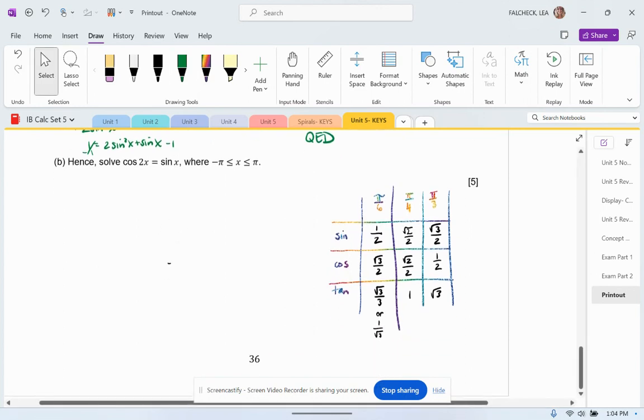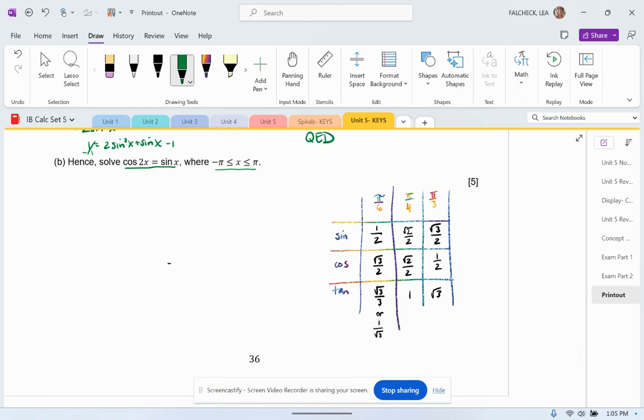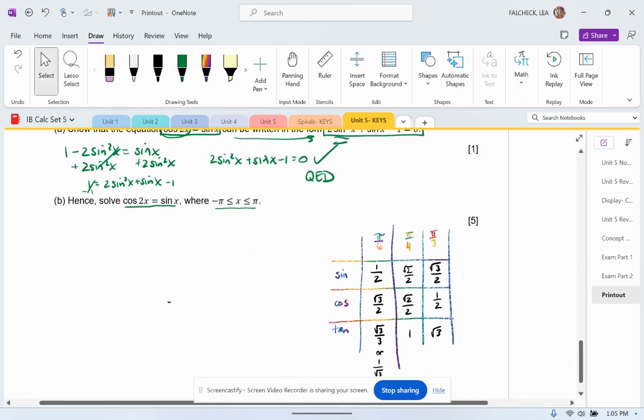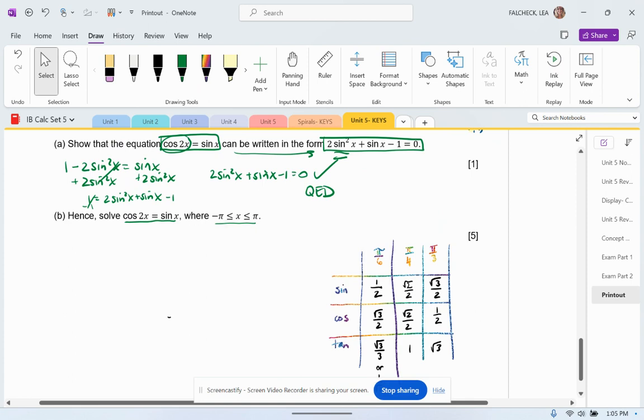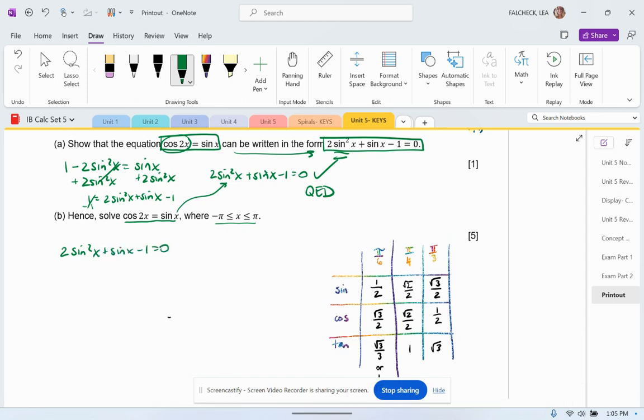Part B, hence solve cosine of 2x equals sine of x, on an interval between negative pi and pi. Okay, I'll show you how to consider an interval where we have a negative angle in just a moment, but first let's solve this equation. So let's use the easy rewrite that we found above. 2 sine squared x plus the sine of x minus 1 equals 0. It looks quadratic, so I'm going to let u equal the sine of x. I'm going to write 2u squared plus u minus 1 equals 0, and I'm going to factor it.